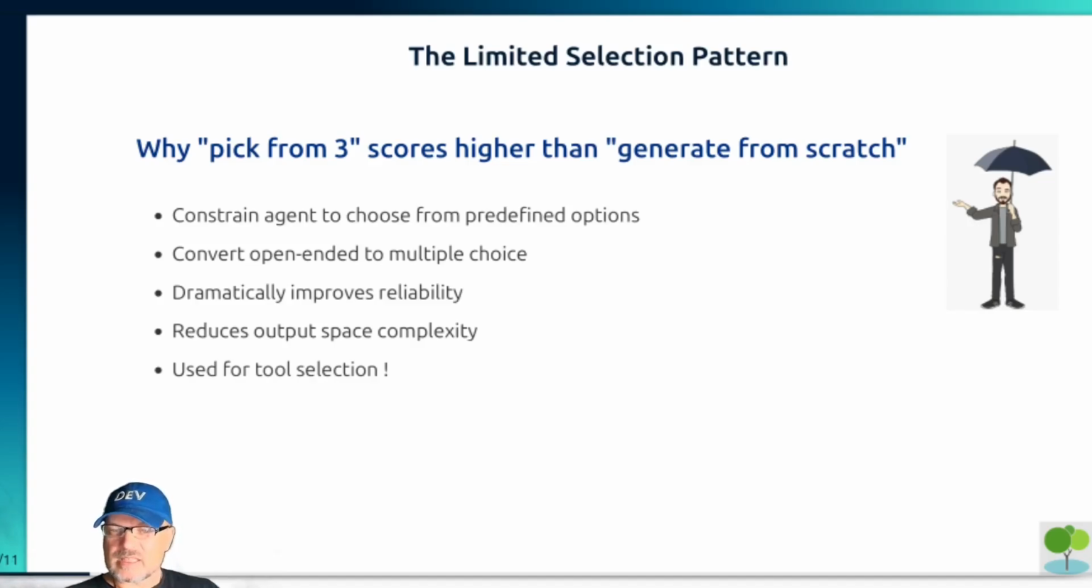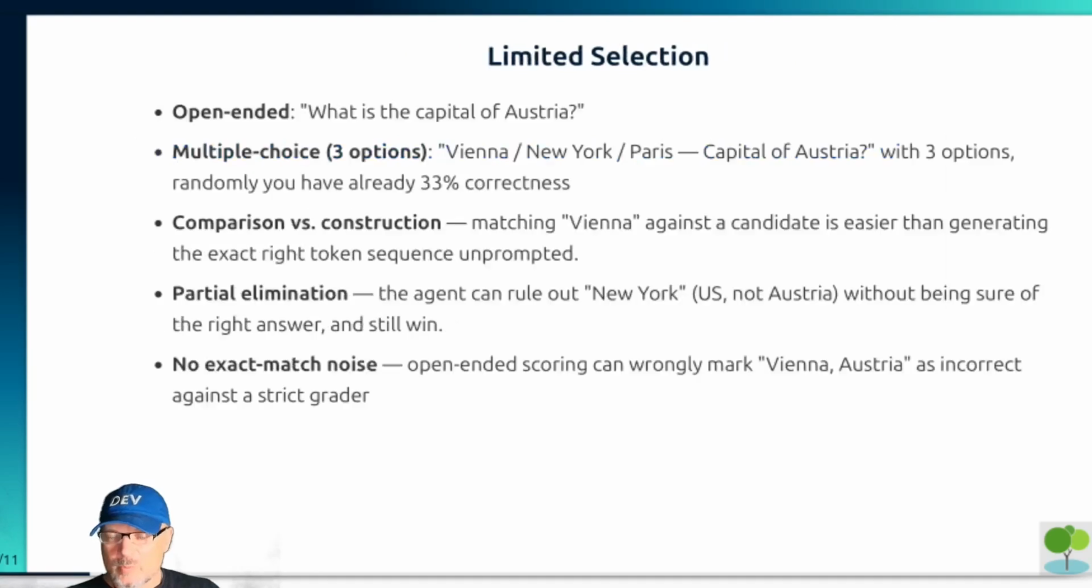Another pattern is the limited selection pattern. In this example, we pick 3 and get a higher score than when we would generate it from scratch. We tell the agent to choose from a predefined list of options, which can also be called enums, and convert the possibility of open-ended answers to just multiple choice. This improves reliability and also reduces the output space complexity. It is used for tool selection. When you have about 20 tools, the LLM tries to select the correct tool, but it only needs to choose one out of 20 and not one out of 1 billion.